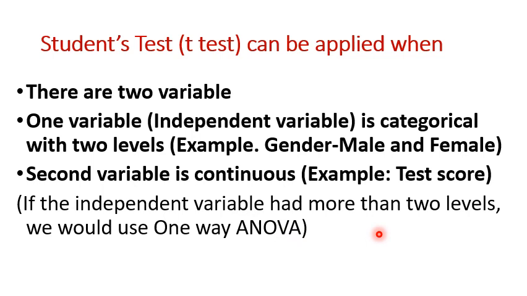If the independent variable had more than 2 levels, we would use one-way ANOVA. If the independent variable had more than 2 levels, that means gender with 3 levels, male, female and transgender, in this case, we have to use one-way ANOVA.